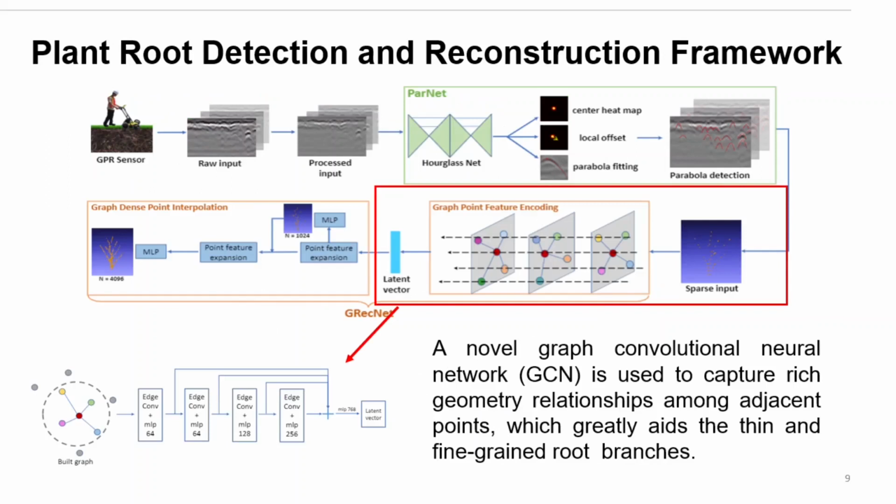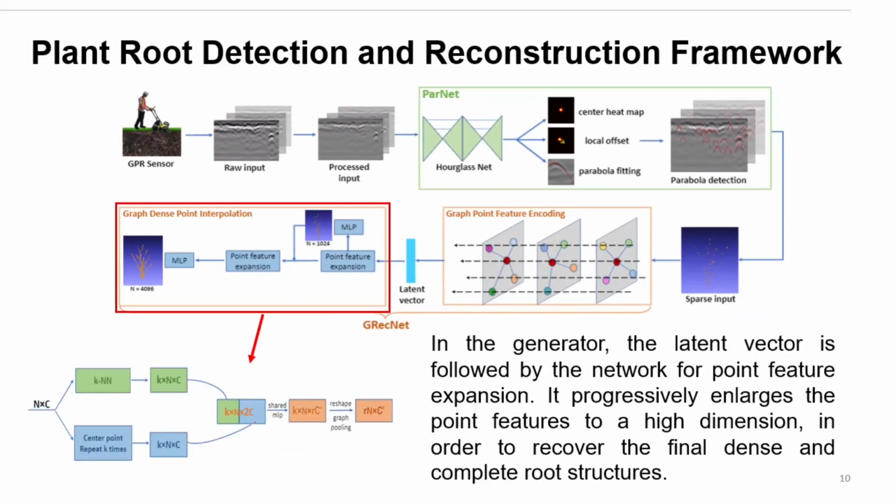For the root reconstruction, we use a novel graph convolutional neural network, GCN, to capture the rich geometry relationships among adjacent points, which greatly aids thin and fine-grained root branches. In the generator of the reconstruction network, the latent vector is followed by a network for point feature expansion. It progressively enlarges the point feature to high dimensions in order to recover the final dense and complete root.